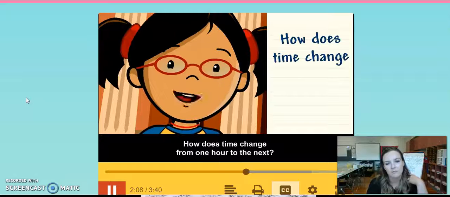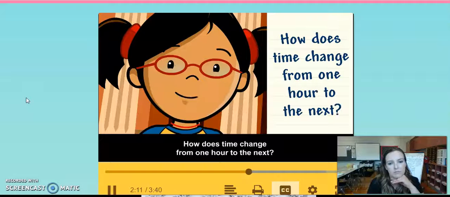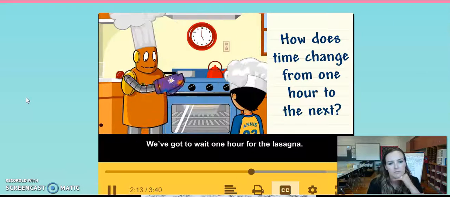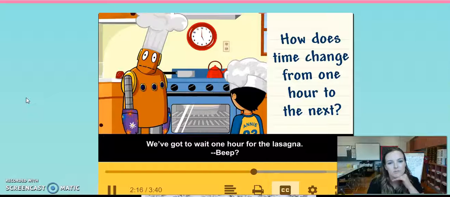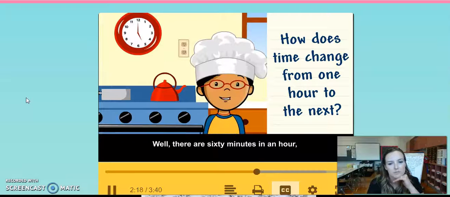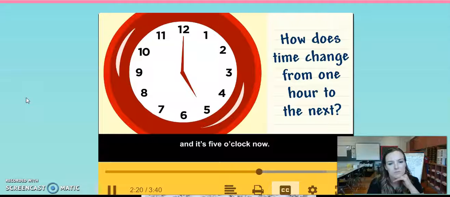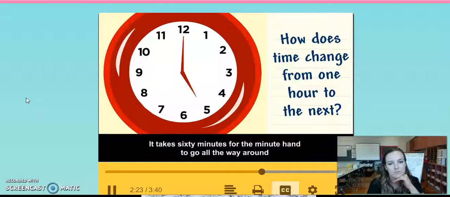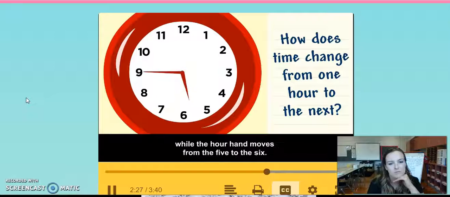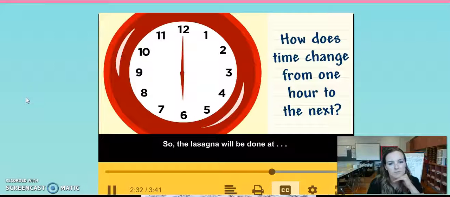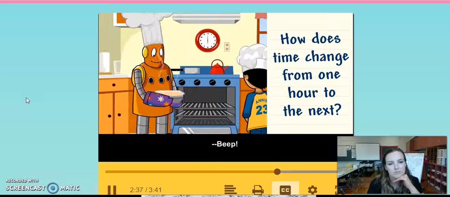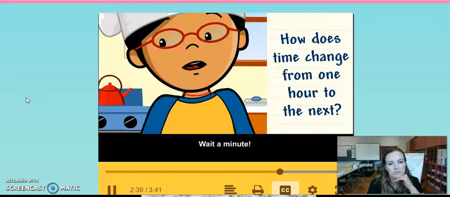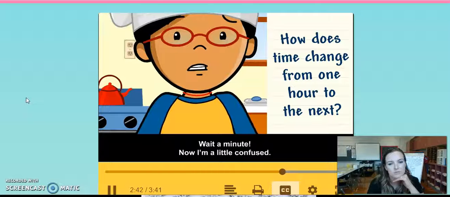How does time change from 1 hour to the next? We've got to wait 1 hour for the lasagna. Well, there are 60 minutes in an hour, and it's 5 o'clock now. It takes 60 minutes for the minute hand to go all the way around while the hour hand moves from the 5 to the 6. So the lasagna will be done at 6 o'clock. Wait a minute. Now I'm a little confused.